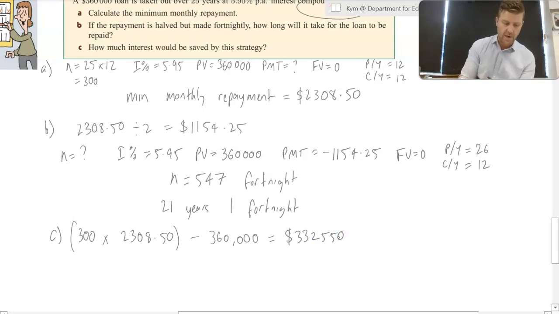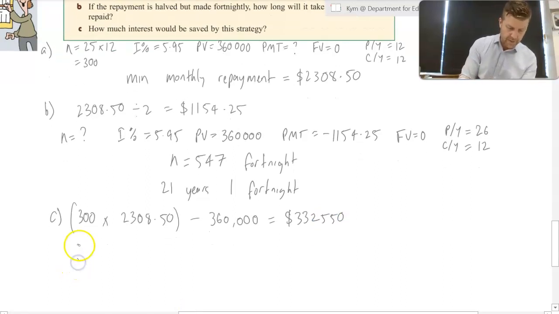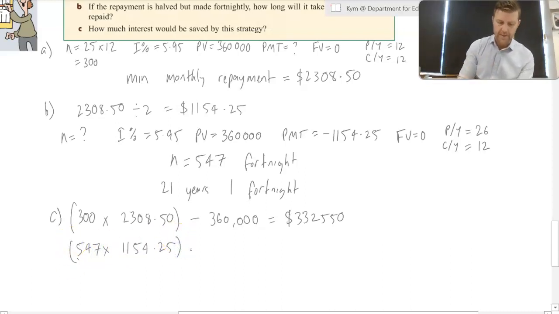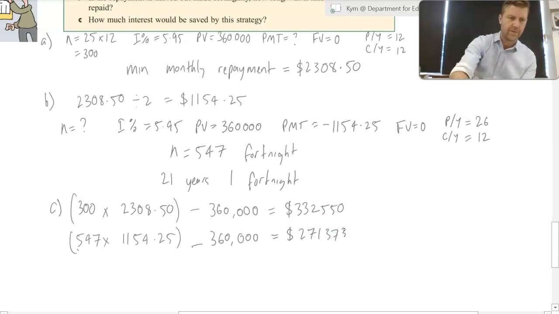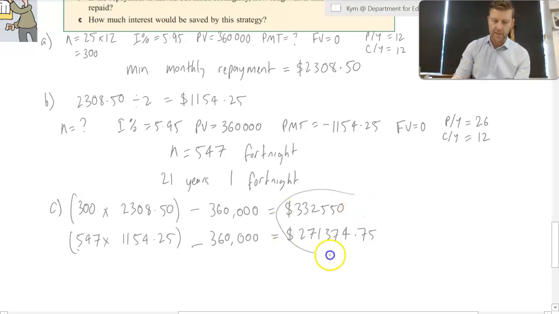If I did use the strategy, I would make 547 payments of $1,154.25. Again, that would be the total amount you repay. So subtract the principal or the amount you borrowed. Again, I've done this one. Save a bit of time. It's $271,374.75. So total interest saved would be the difference between these two values.